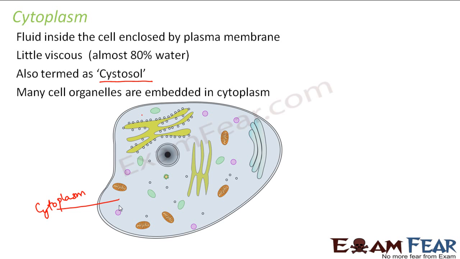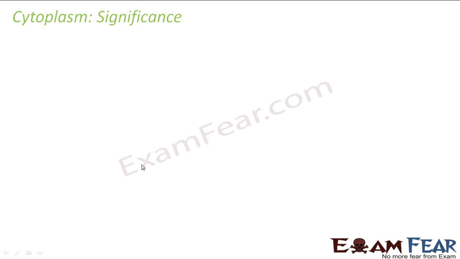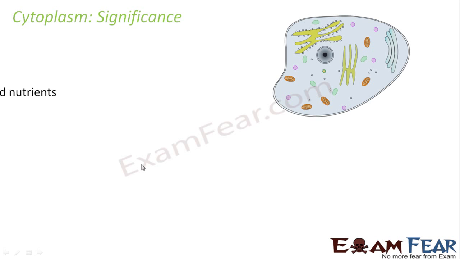Even the nucleus is embedded in the cytoplasm. Whether it is the nucleus or any other cell organelle, everything is embedded in cytoplasm. So cytoplasm provides a platform so that other cell organelles can stay over it. So what is the significance of cytoplasm? The first one, it contains dissolved nutrients. Many dissolved nutrients are present in the cytoplasm.